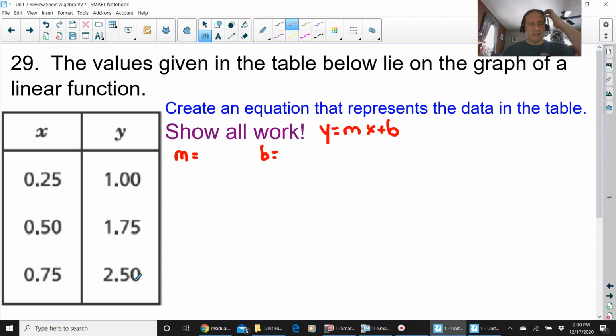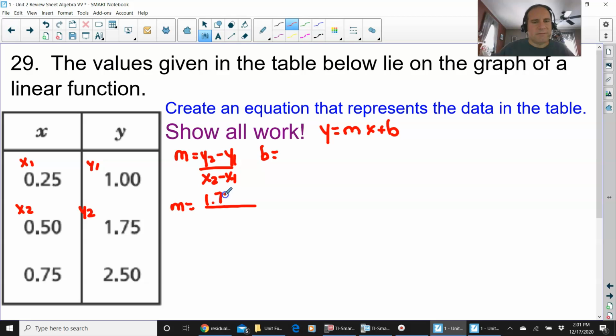We don't have the y-intercept right now, so we're just going to go with the slope. So this is x1, this is y1, this is x2, this is y2. Easy, right? y2 minus y1 over x2 minus x1. So y2 was 1.75 minus 1.00, which is 1, and x2, which is 0.50 minus 0.25.